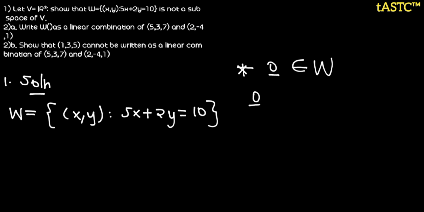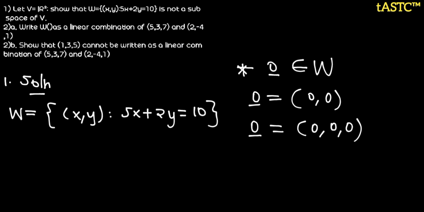So a zero vector is represented this way. If we are going to write it in two dimensions, that is going to be a 0, 0. If we are going to write it in three dimensions, that is going to be a 0, 0, 0. Now, you could also have a zero vector in matrix form. That is called a zero vector or a null vector. This will be a 2 by 2 zero vector.